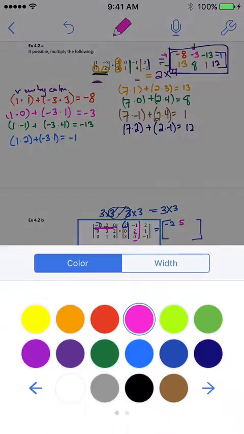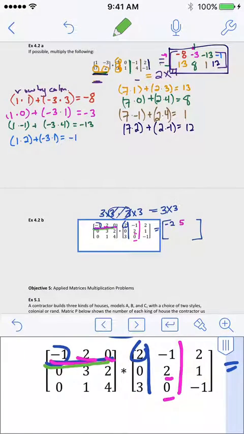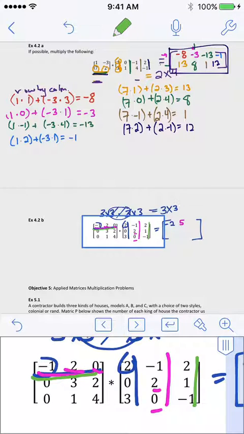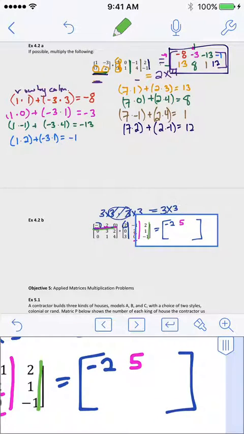Now I'll do my first row, third column. -2 is my first entry times my first entry, plus 2 plus 0 is going to be a 0. Awesome. First row done. Check.